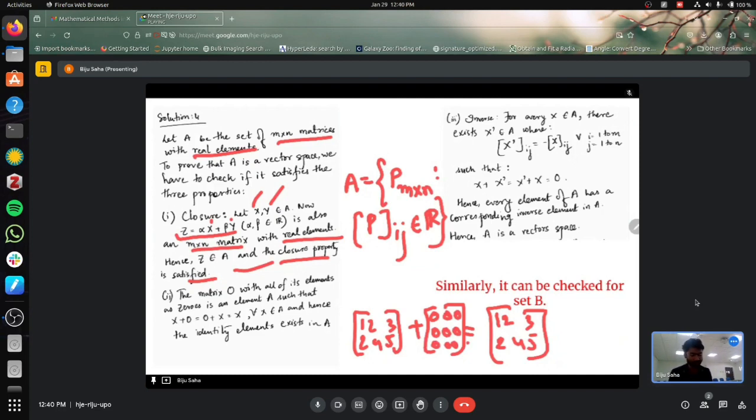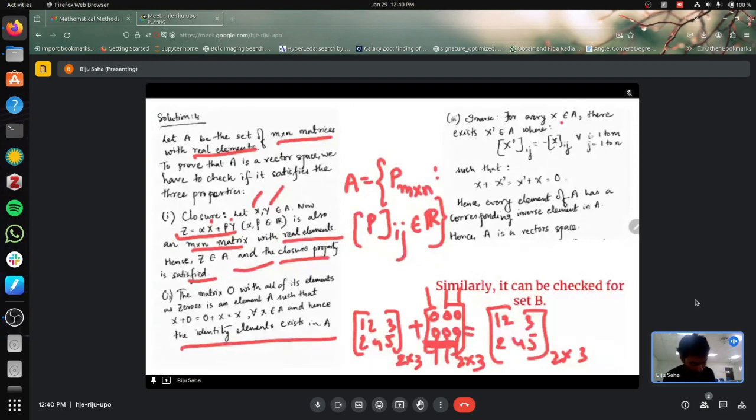So that says that the identity element also lies in the set itself, because it is an m cross n matrix, so this row is not there. So in this case it is like 2 cross 3, this is also 2 cross 3, and the individual elements are also real. So the identity element also exists in A. So we also have to find the additive inverse.